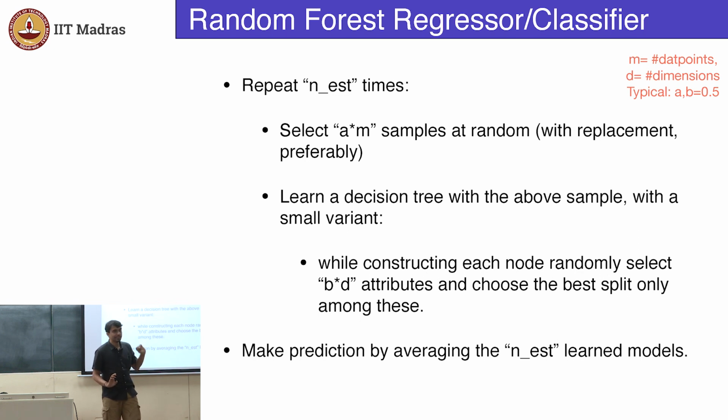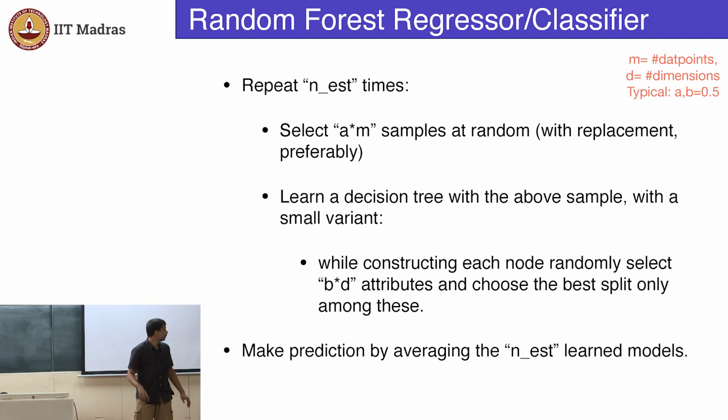Now let's say A equal to 0.5 and B equal to 1. Then what does it correspond to? B equal to 1 means that at each node, all attributes are being used. A equal to 0.5 means that to construct each tree, you are using only half the data. So this is exactly what a bagged decision tree is. Each decision tree is constructed using standard methods on some subset of the data. So that's a bagged decision tree.